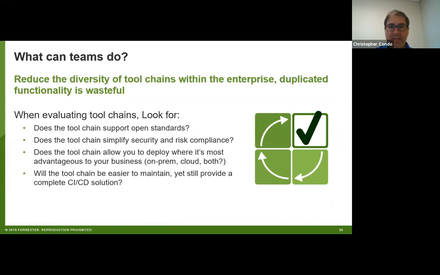Will the tool chain be easy to maintain, yet still provide a complete CI/CD solution, right? So those are important things to ask yourself as you're going through your evaluation, as you're looking at the landscape of DevOps tools today. And so you don't want to just make knee-jerk reactions and say, oh, we're just going to let everybody do their own thing. And then you also don't want to make a knee-jerk reaction and say everybody's going to do the same thing.